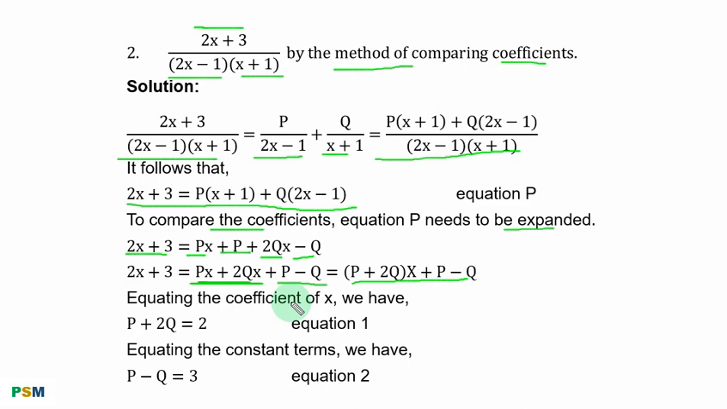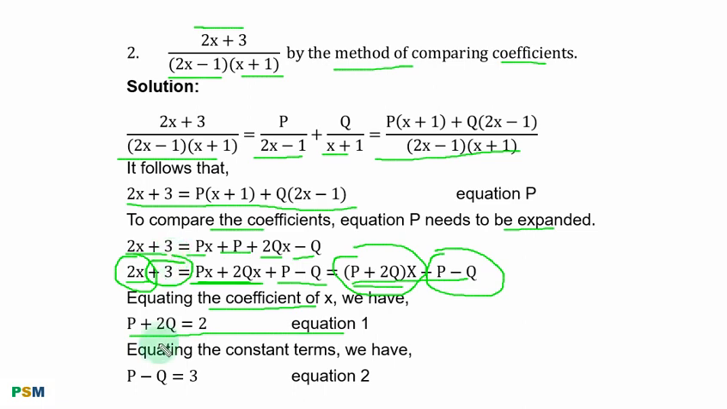Next is to equate the coefficient of s. That is, you compare this term with this term. They have s in common. When you equate, you have P plus 2Q, the coefficient of s here, equal to 2, the coefficient of s. That is equation 1. Next, you equate the constant terms. P minus Q equal to 3, and you have equation 2.